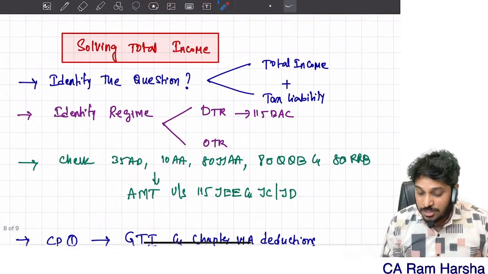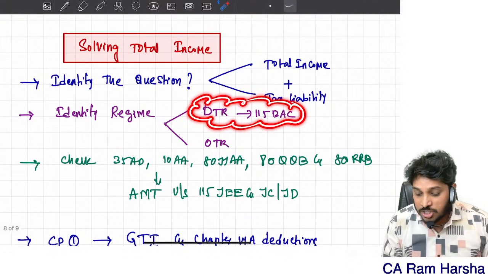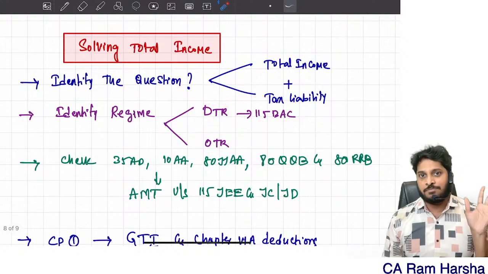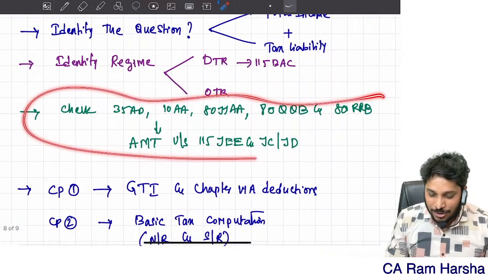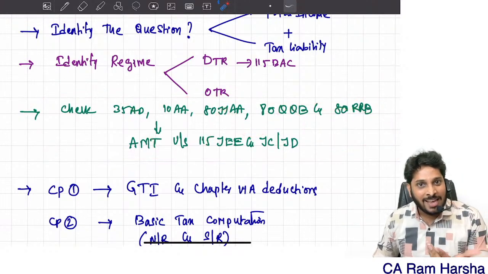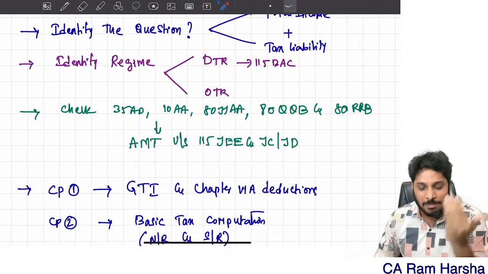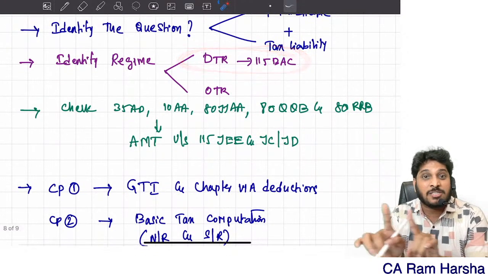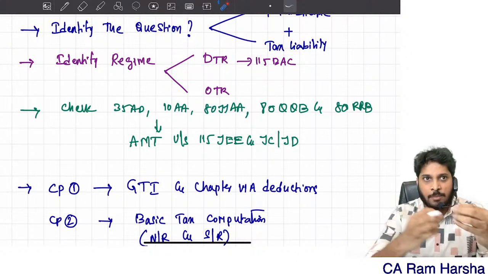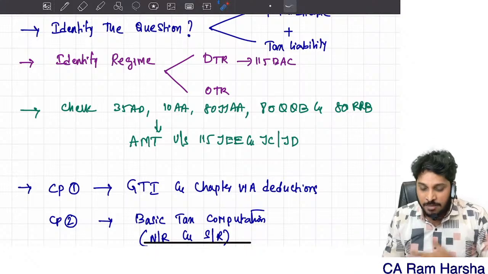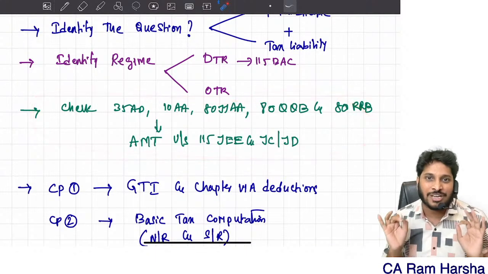Further, suppose they are asking you the question only on default tax regime, then you need not worry about this. Why? Alternate minimum tax is not applicable when default tax regime is being followed. If the question is only to compute total income based on default tax regime, then you need not worry about this particular adjustment.